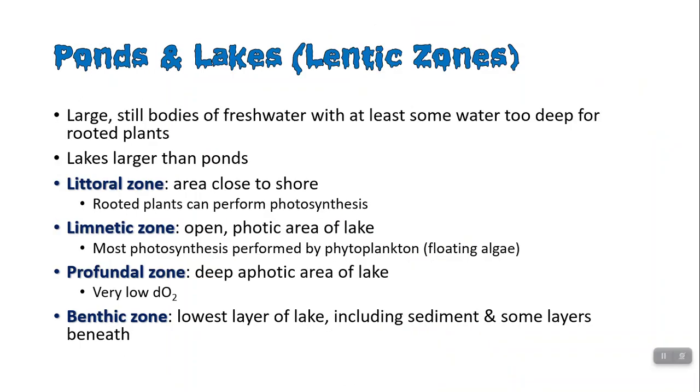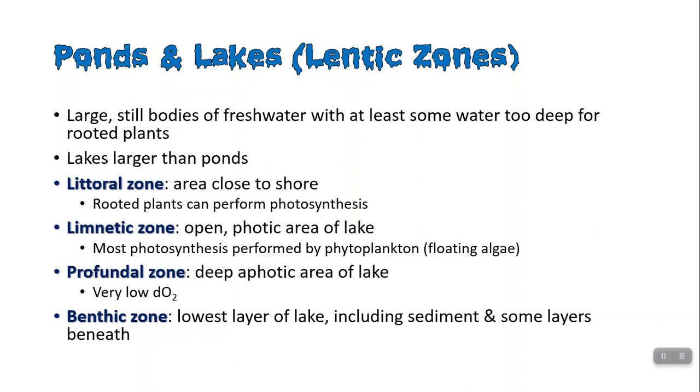Ponds and lakes are different from rivers and streams because they are still bodies of water. They need to have at least some water that's too deep for plants that root in the ground. So if there's plants growing all through it, it's too small or too shallow to be a pond or a lake. Obviously, lakes are bigger than ponds, and they have these characteristic zones.